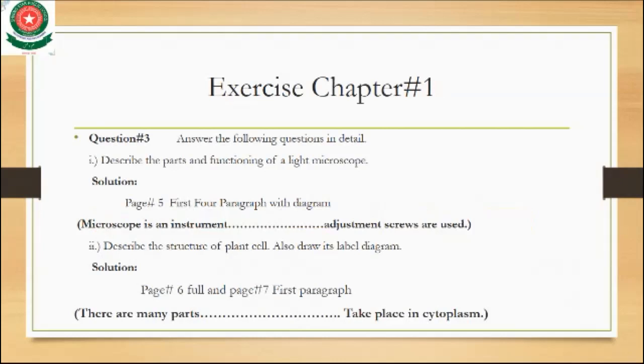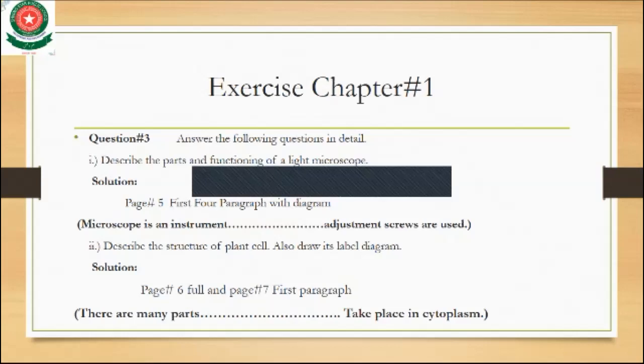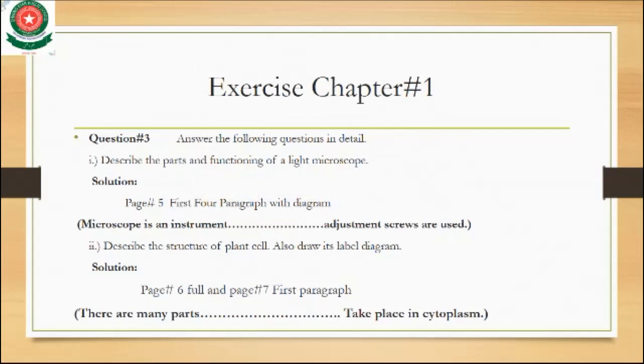Sixth class, open your books and mark the answers of questions. First is question number three. Answer the following questions in detail. First is, describe the parts and functioning of a light microscope.